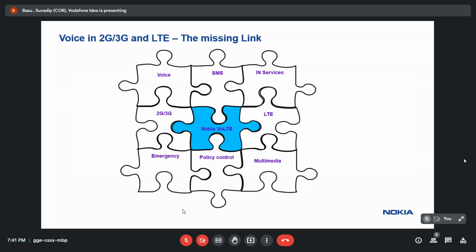So what is the missing link here? There's voice, there's SMS, there's IN services, there's policy control, there's multimedia. And now the Nokia VoLTE system which we have here today is able to take care of all these services which classical 2G and 3G gives you. The only difference is that these services are given over a newer radio interface, which is VoLTE. Okay. Right.